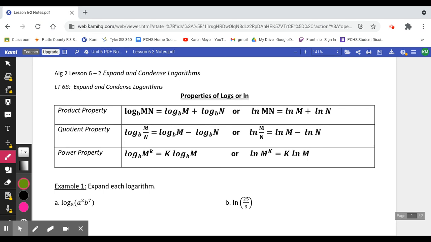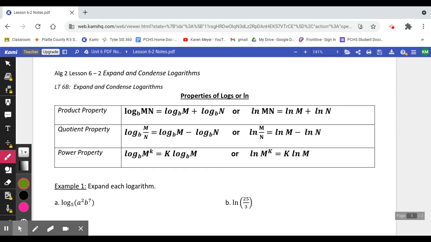So the first one is called the product property. Product property means you're multiplying. So here we're saying log base b of m times n equals, and the property says if you're multiplying, you're going to change that to addition. So log base b of m plus log base b of n. And we expanded it because instead of just one log, we put two logs there. And then it works the same way whether it says log or ln.